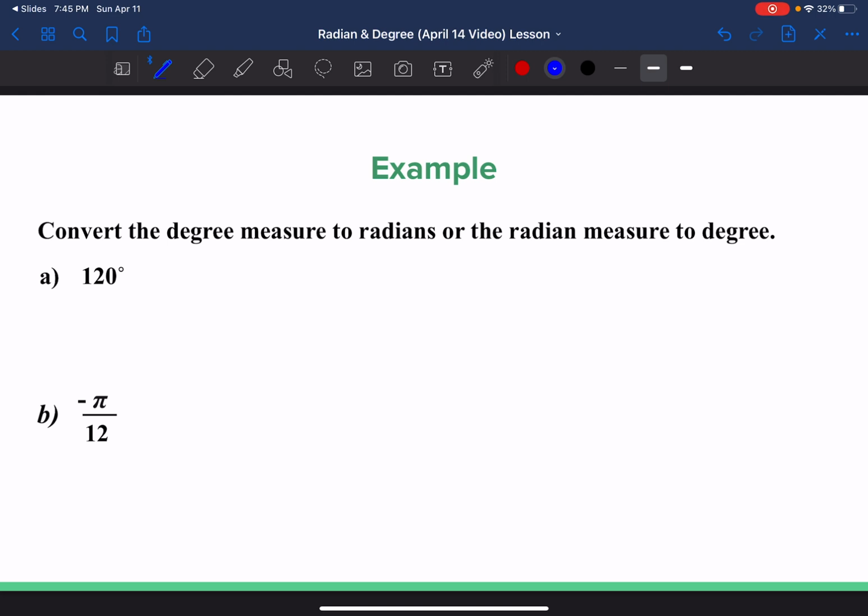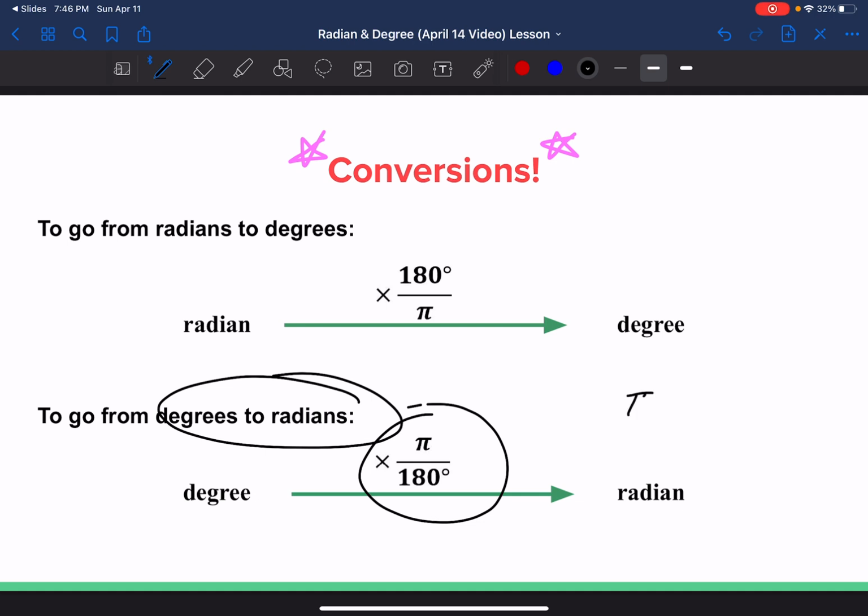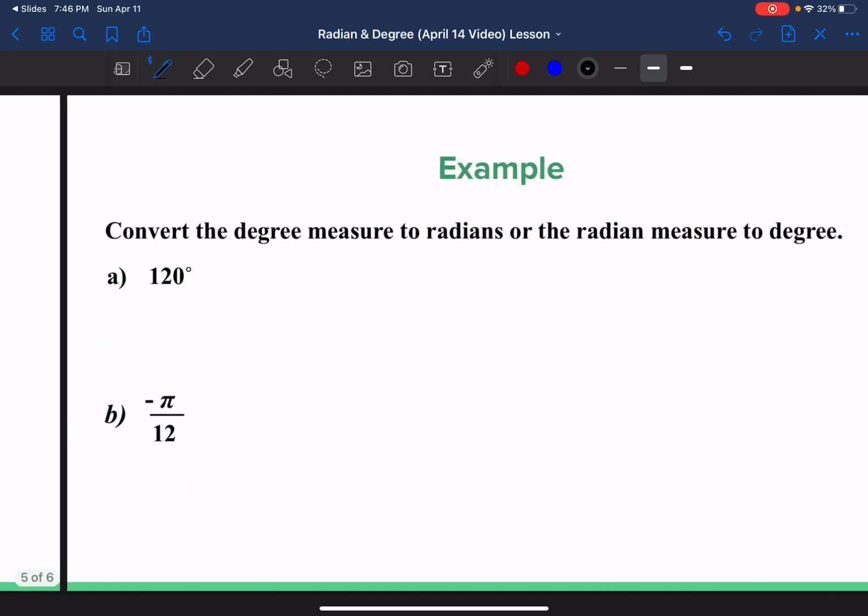So let's look at example A, 120 degrees. Of course, you can say, what's 120 degrees in radians? You can ask Google about it. But if I say show your work, that's how you do it. So if you remember, going from degree to radian, you have to multiply by pi over 180, right? Because remember, pi equals 180. That's why you have pi and 180 together.